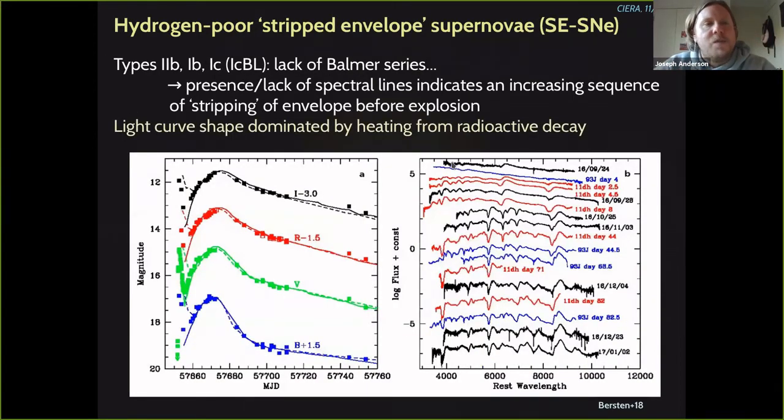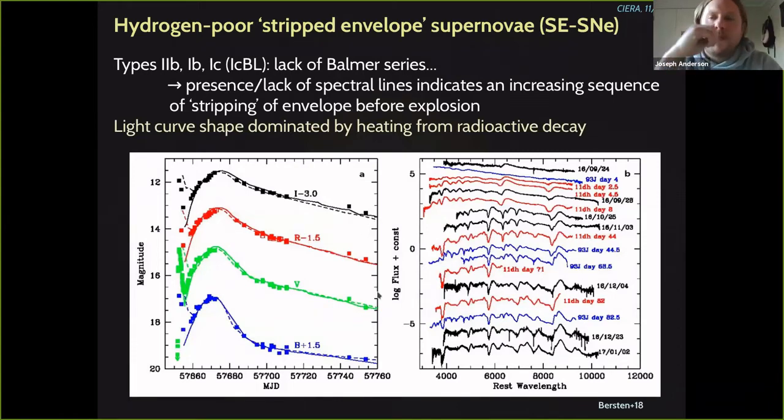So moving on to the hydrogen-poor stripped envelope supernovae. As I say, these are the types 2b, 1b, 1c, and 1c broad lines, where the reason they're stripped envelope is we don't see evidence for hydrogen in their spectrum, and we see a lack of Balmer lines, a lack of the Balmer series.